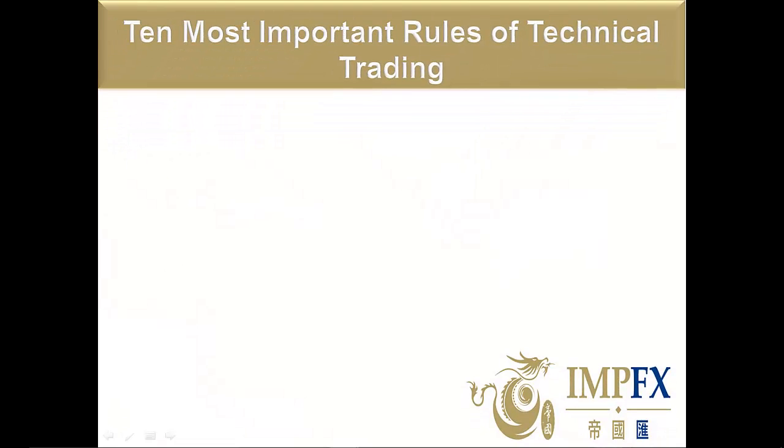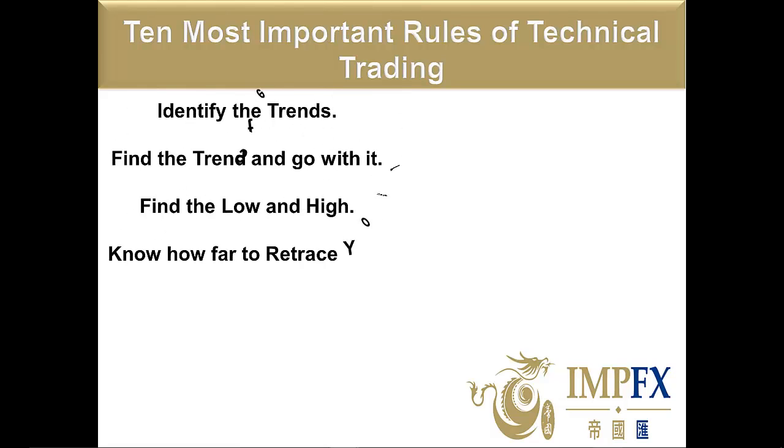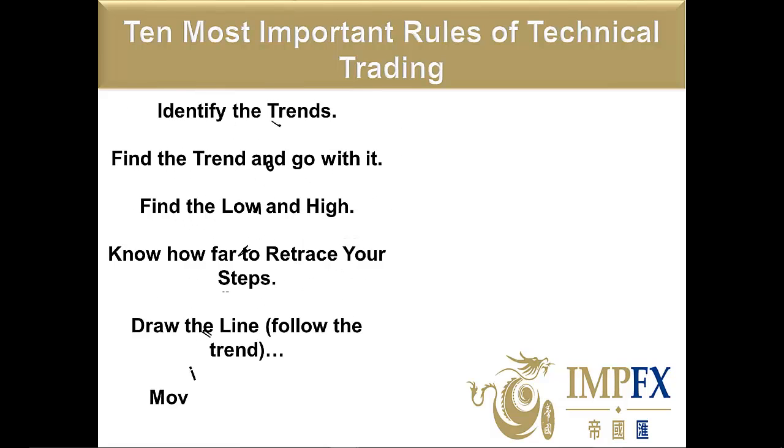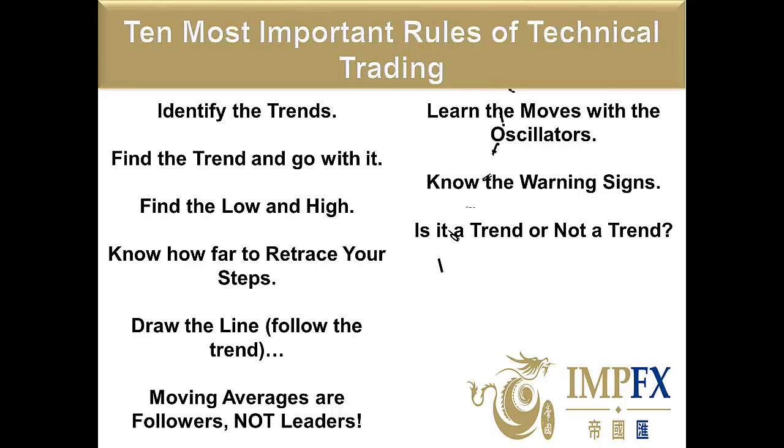So what are the 10 most important rules of technical trading? Identify the trends. Find the trend and go with it. Find the lows and highs. Know how far to retrace your steps. Draw the line, follow the trend. Moving averages are followers, not leaders. Learn the moves with the oscillators. Know the warning signs. Is it a trend or not a trend? Identify the confirming signs.